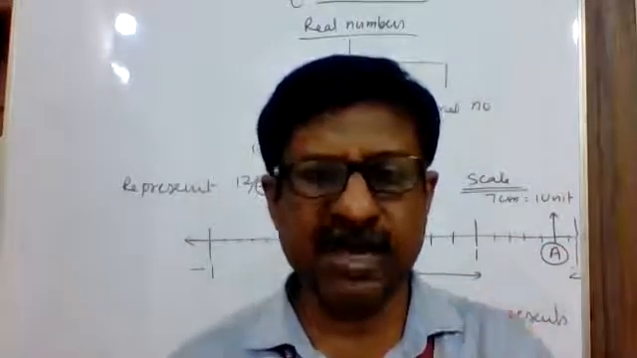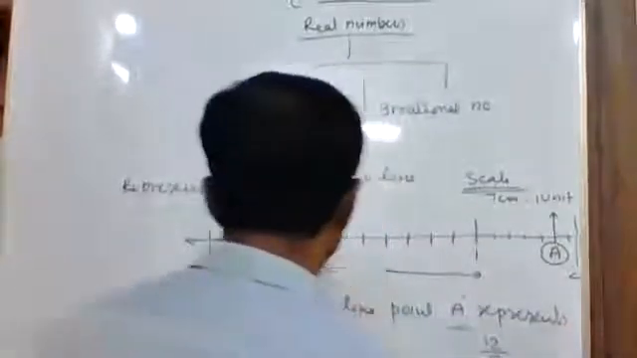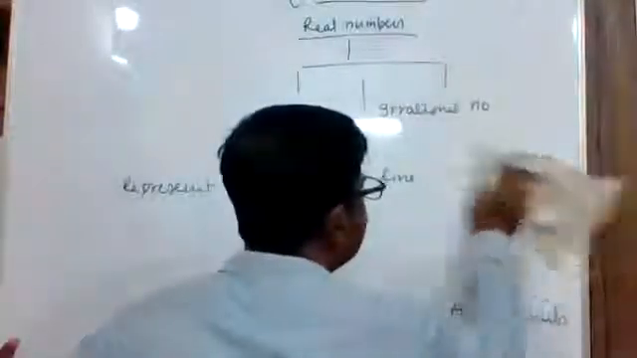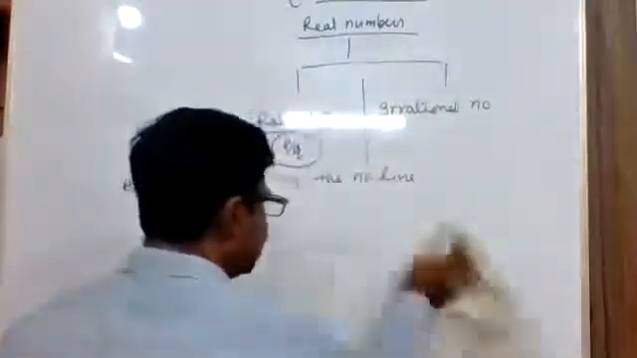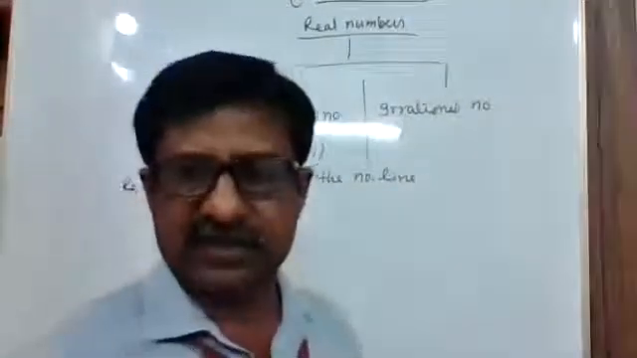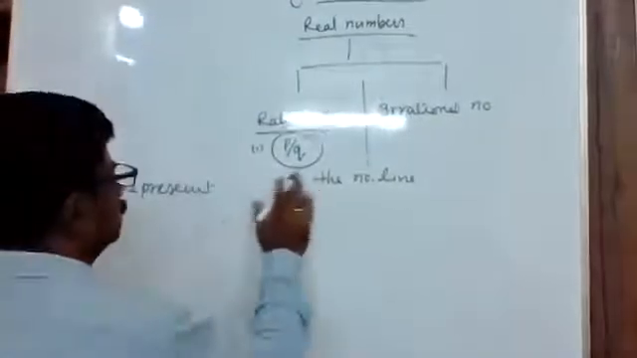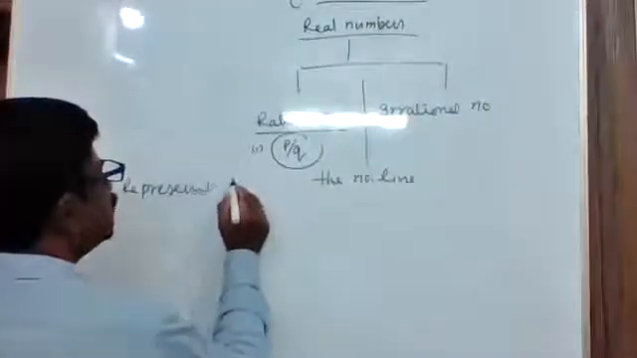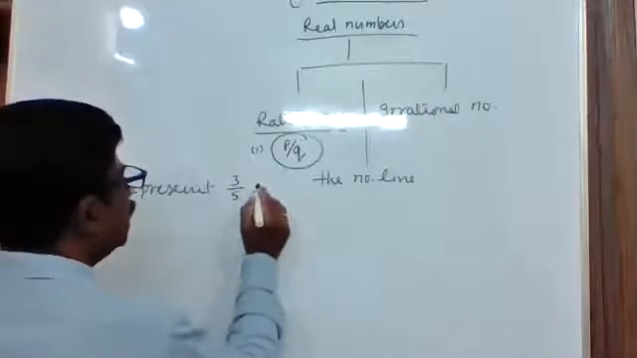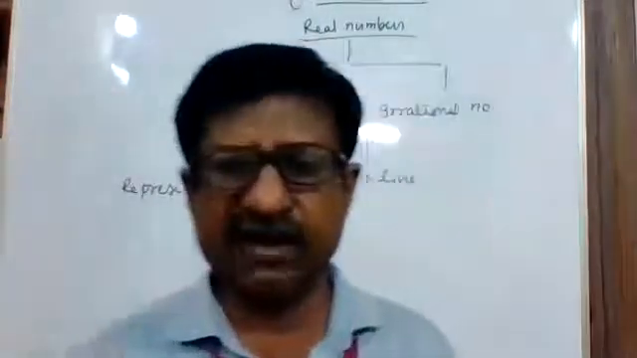One more example I am going to take, and after that we move to the next type of question. This was 12 by 7. I'm not much focusing because our topic is to be concentrated on irrational numbers. Rational numbers already you learned in class 8 and on. Represent, suppose I've taken 3 by 5 on the number line. We represent 3 by 5 on the number line.